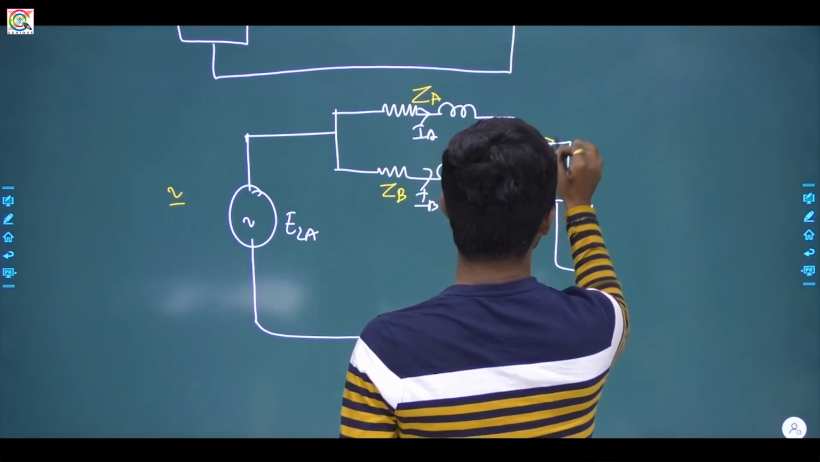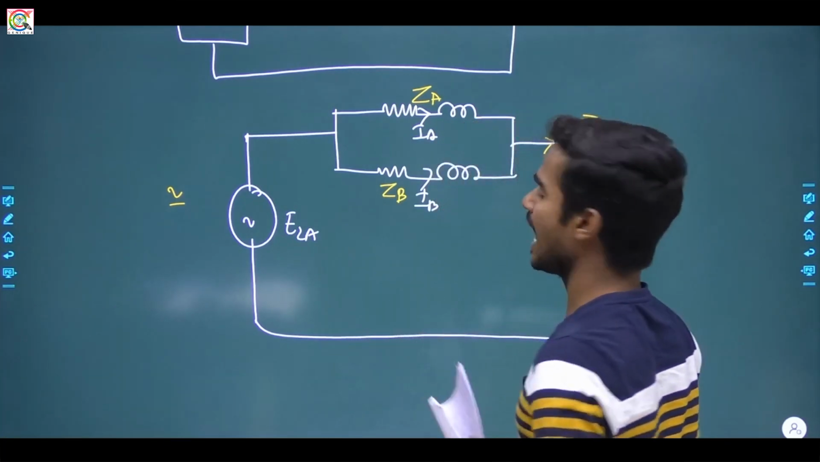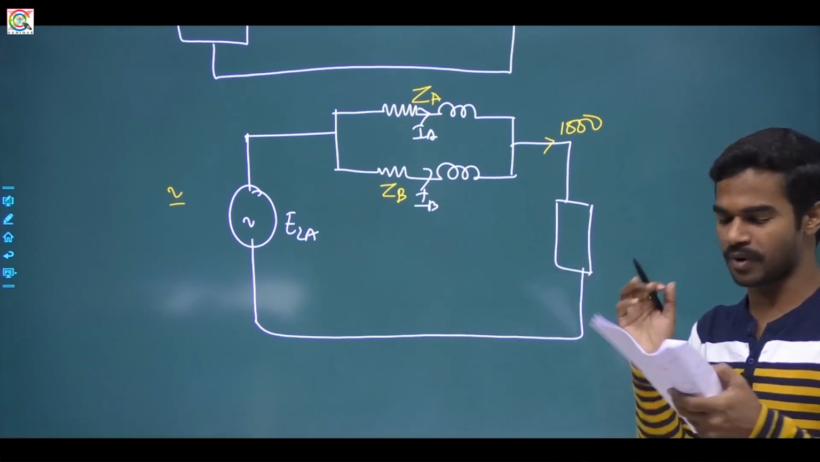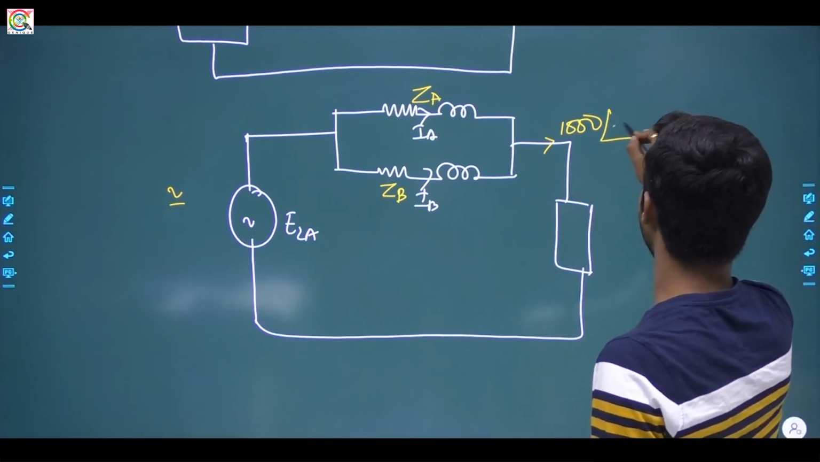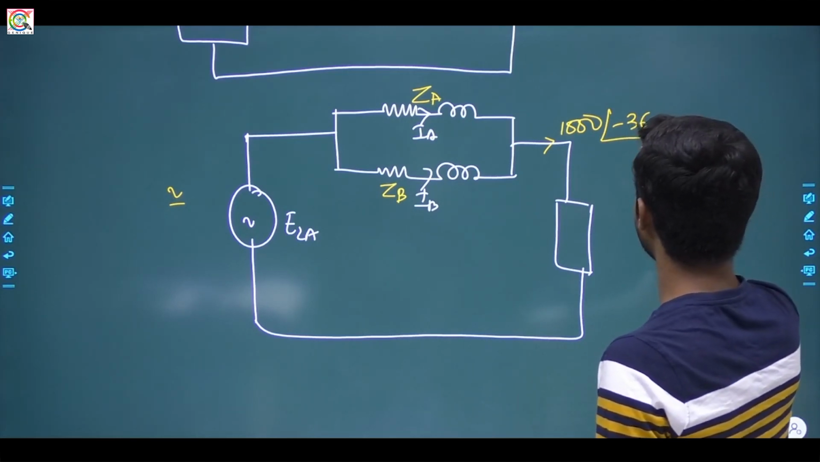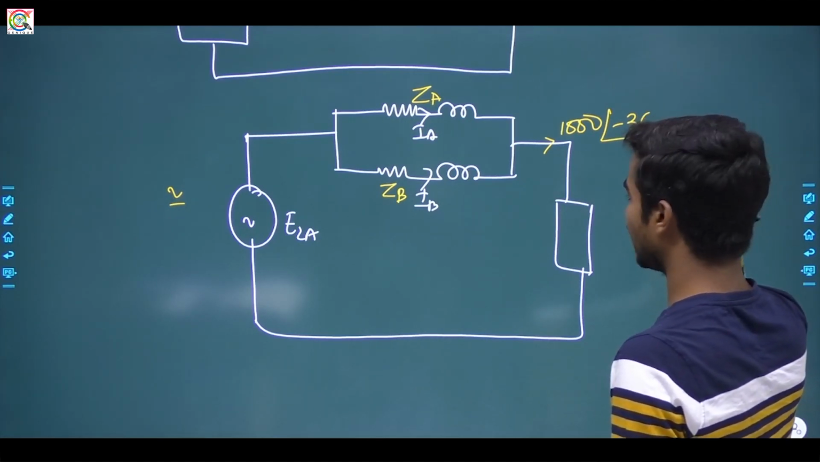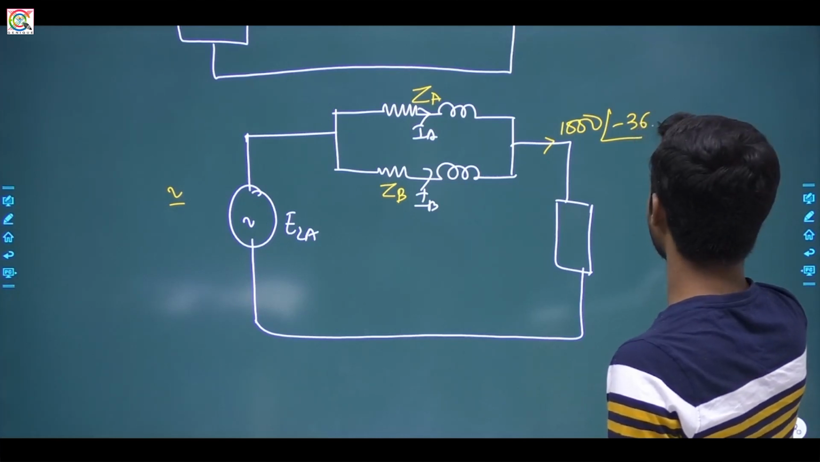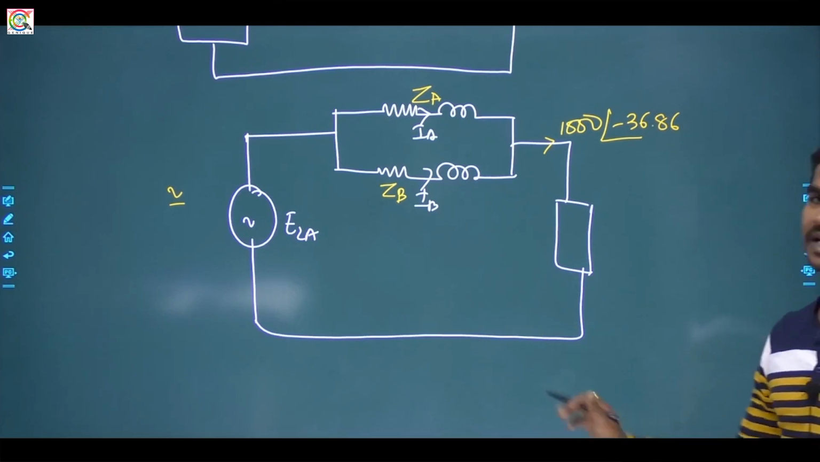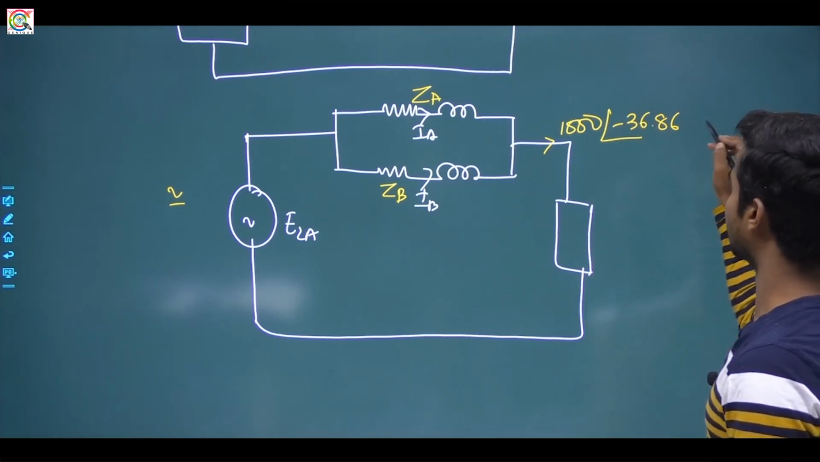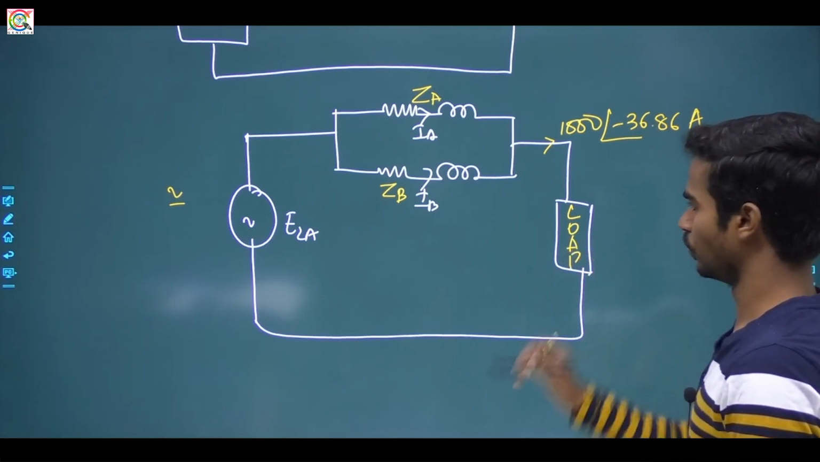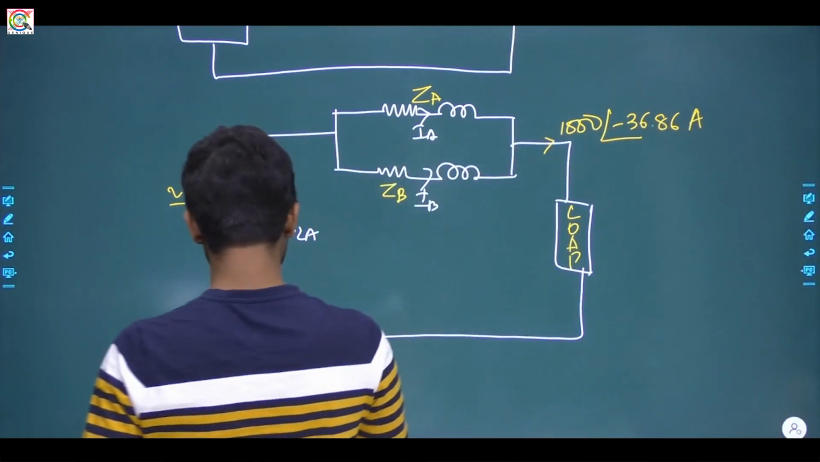And this one is 1000 ampere, and what is the load power factor? Load is operating at 0.8 power factor, so the current value will be 1000, the power factor angle will be 36.86, and as it is a case of lagging power factor, we will take it negative, -36.86. This is the load.